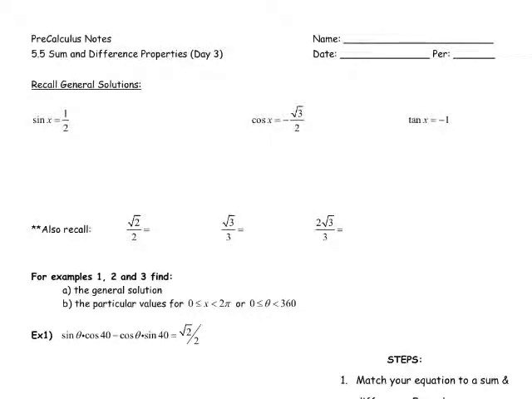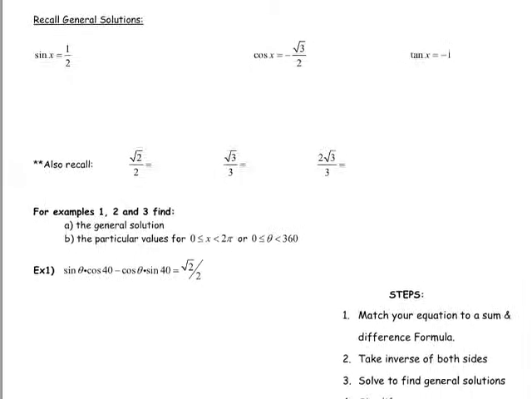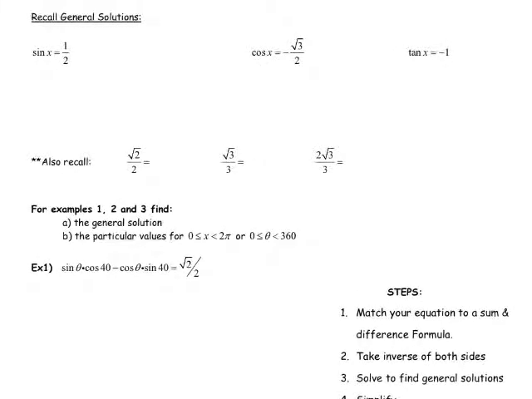All right, so today we're going to do more sum and difference problems, but we're going to do these with our special right triangles, the 30, 60, 90 and 45, 45, 90. So we're going to be using the back of the formula chart and our knowledge of the special right triangles to come up with general solutions. So let's recall general solutions really quickly.